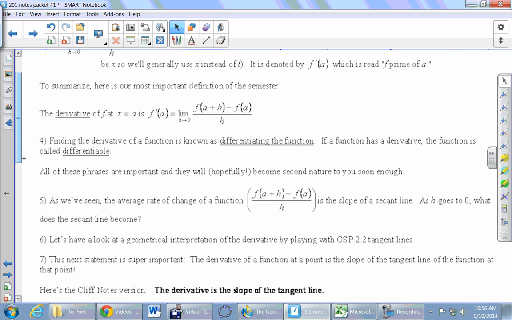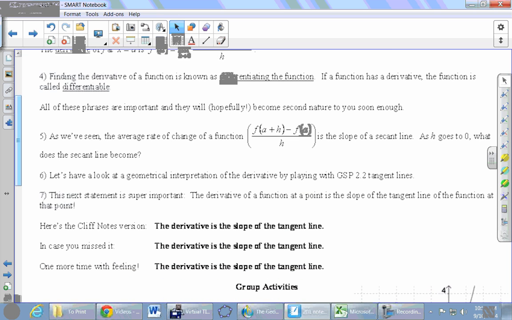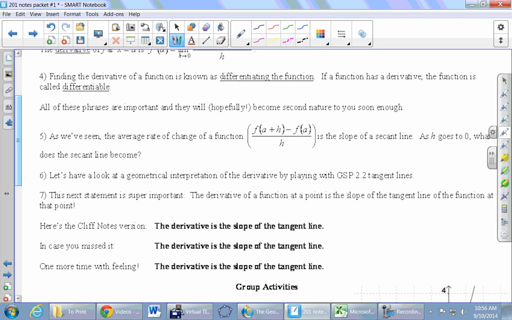A little bit of vocabulary in number 4, Ryan. Thank you. Brendan, 5. Okay, so we talked about this earlier today in last class. Secant line becomes tangent line.